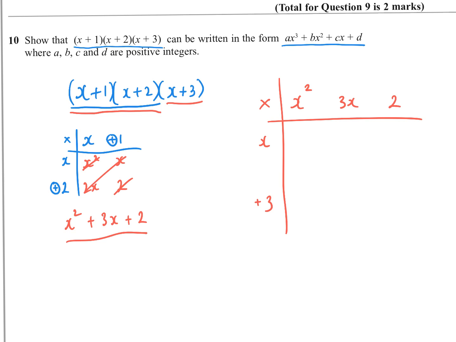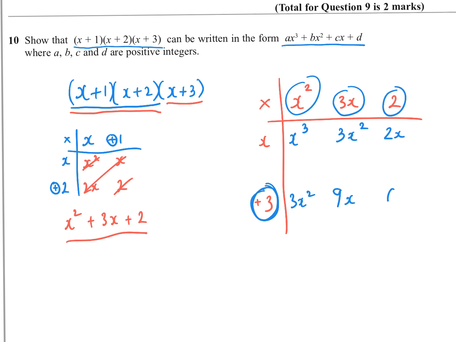So let's have a look. X times x squared would give us x cubed. X times 3x is 3x squared, and x times 2 is 2x. And then we've got positive 3 lots of x squared, positive 3 lots of 3x, so that will be 9x, and then positive 3 lots of positive 2, which is just 6. So what have we got altogether?